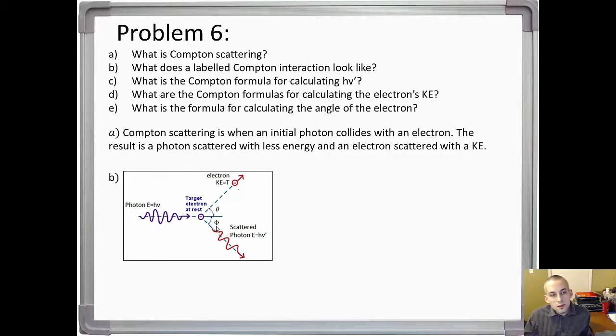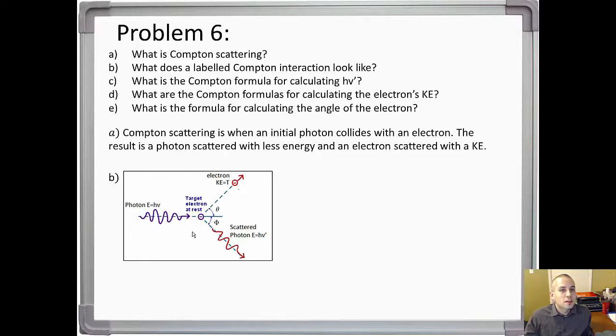Notice the angles of each of the electron and the scattered photon. The electron is denoted by theta. The scattered photon is denoted by phi. So be very careful here with these two designations, because when you're actually performing calculations, it's going to show, for example, a theta. You have to know if that's the angle from the electron or from the photon. So it's very important to memorize this diagram.